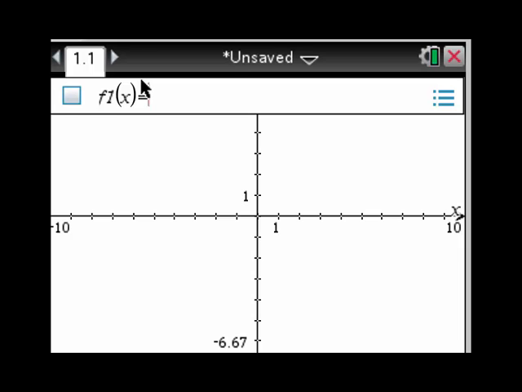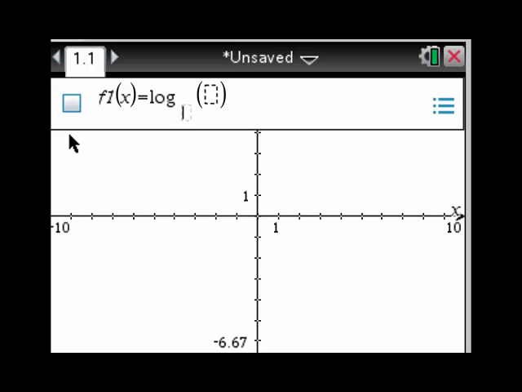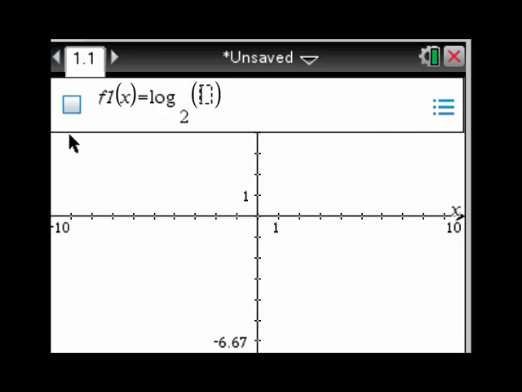Now your log button, you should see it above the 10 to the x button. So you have to hit Control 10 to the x. Notice there's a subscript for the base, and in our case it's 2, and we have x plus 8 in parentheses, and outside we have plus 9. Remember from earlier in this unit, the plus 9 means up 9. So hit enter.